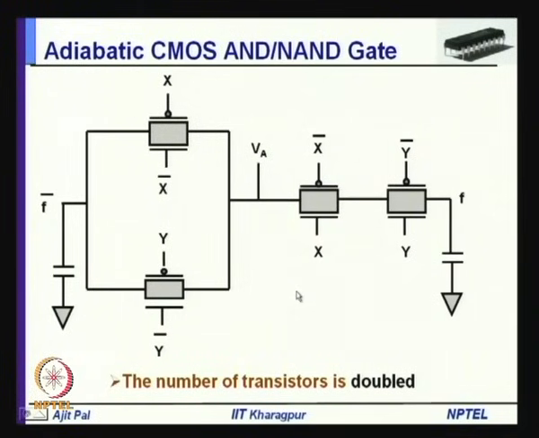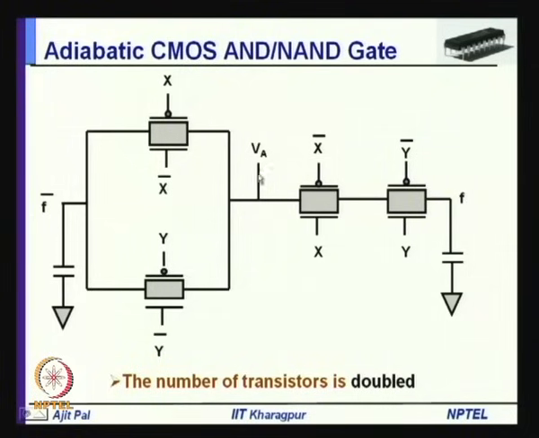We have converted this circuit, I mean the static CMOS AND gate and NAND gate, into a corresponding adiabatic CMOS AND/NAND gate, because it will realize both AND and NAND, as it is dual-rail logic. But one point you must notice here: the number of transistors is doubled. Earlier, if you realize a 2-input NAND gate, you need 2n, that means 2 plus 2, 4 transistors, but here the number of transistors is 1, 2, 3, 4, 5, 6, 7, 8. So, the number of transistors is doubled whenever you go for adiabatic CMOS logic circuit realization.